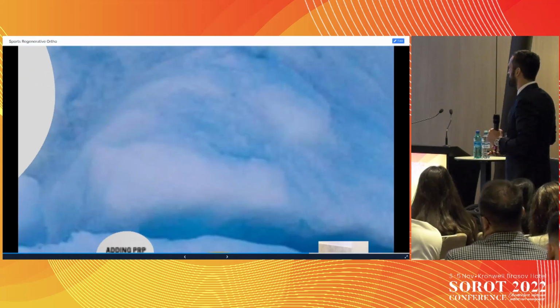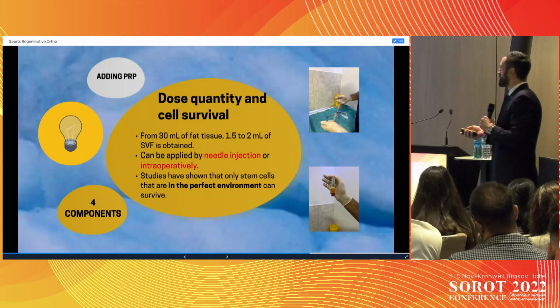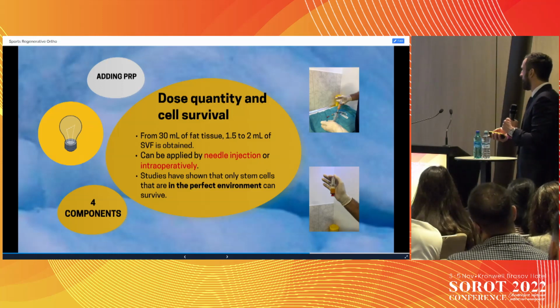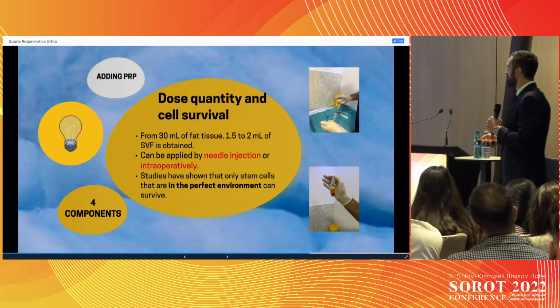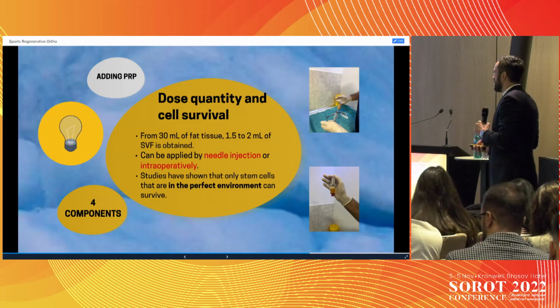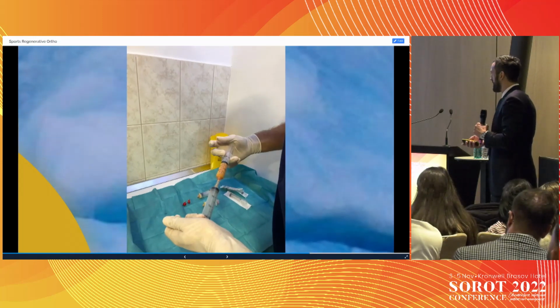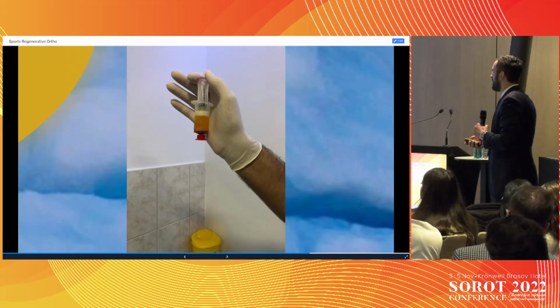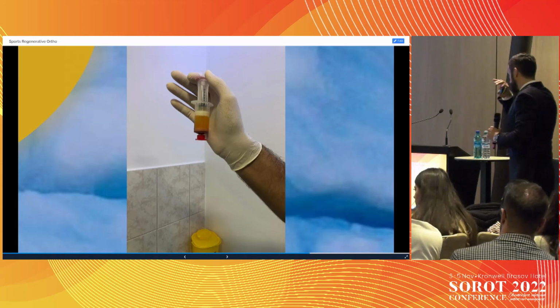Procedure starts with liposuction and local anesthesia. From 30 milliliters of fat tissue, 1.5 to 2 milliliters of SVF is obtained and can be applied by needle injection or intraoperatively. This is how the fragmentation is done. And here we have fat, we have the SVF, and we have the blood.